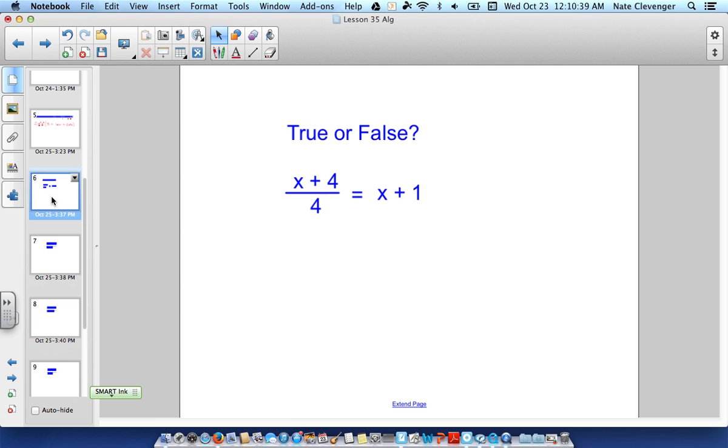I sometimes get some trues and I sometimes get some falses, and here's what is taking place. And again, this is something we can talk about more when I'm there, but what a lot of students want to do is they see the 4 on top and the 4 on bottom, and they reduce them. That would indeed look like x plus 1.